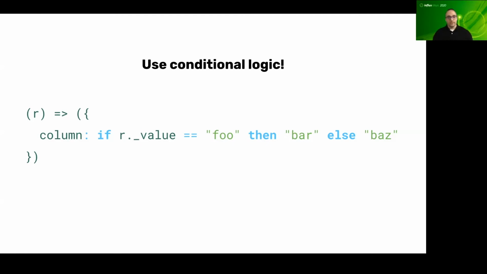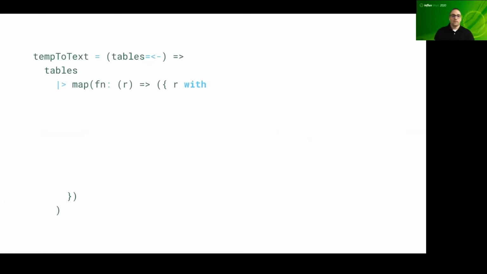So the syntax is pretty simple. You have your column key, and then you begin this if-else logic of defining the value for that key value pair. If r._value is equal to foo, then return bar, else return baz. So let's say I create this custom transformation called temp to text. I have my input tables that I'm then pipe forwarding into a map transformation. I'm using the with operator to retain any rows or columns that exist in the input tables.